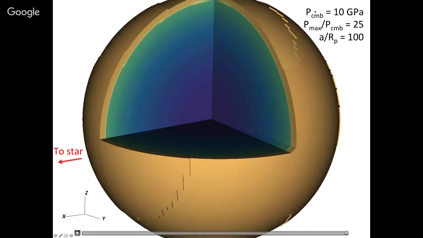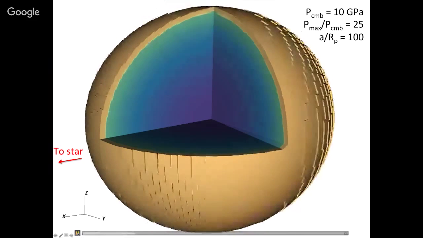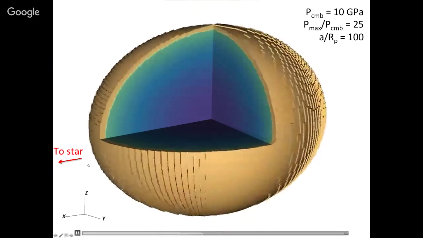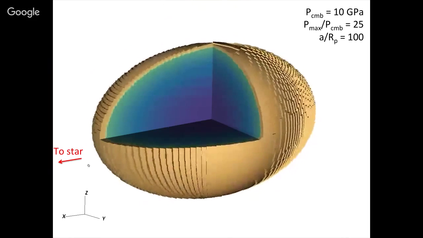Here, I'll just show you a slice through her grid where we fix the core-mantle boundary pressure at 10 gigapascals and the central pressure at 250 gigapascals. The color shading in this video is giving you the density, and this discontinuity in the color is the core-mantle boundary. So this is a very extremely iron-rich case. And here we fix the star to be 100 planet radii away from the center of the planet. As the video proceeds, essentially we're dialing up the mass of the host star, dialing down the orbital period of the planet, and you can see the planet become more and more distorted.